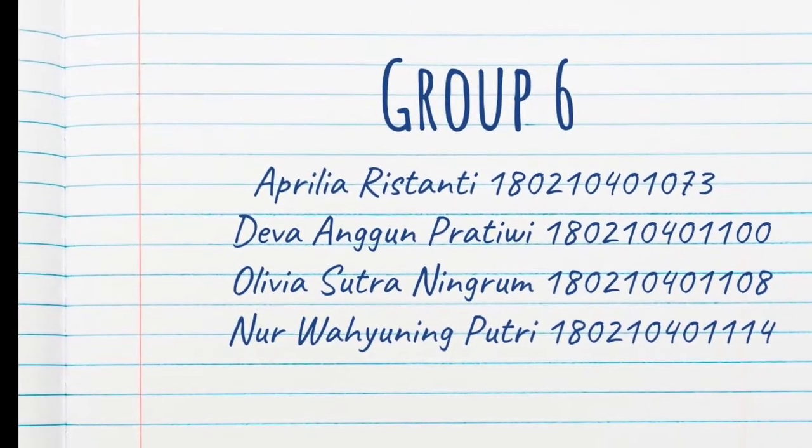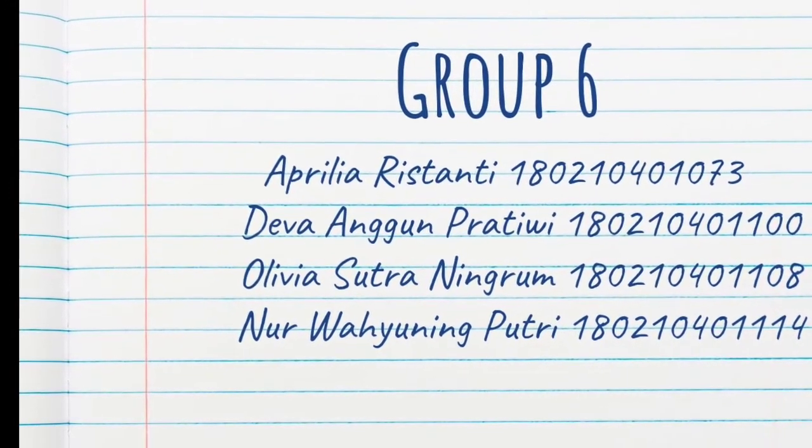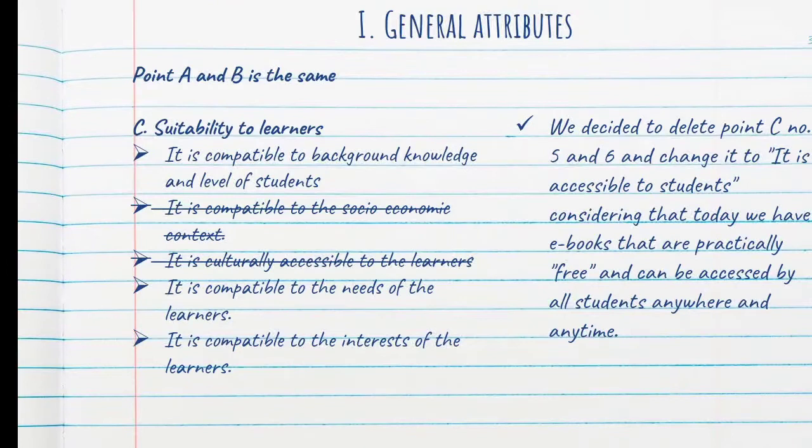I will be presenting developing textbook evaluation checklist. The first part will be me. So for the first, general attributes, point A and B are the same. We look more at point C, suitability to learners.